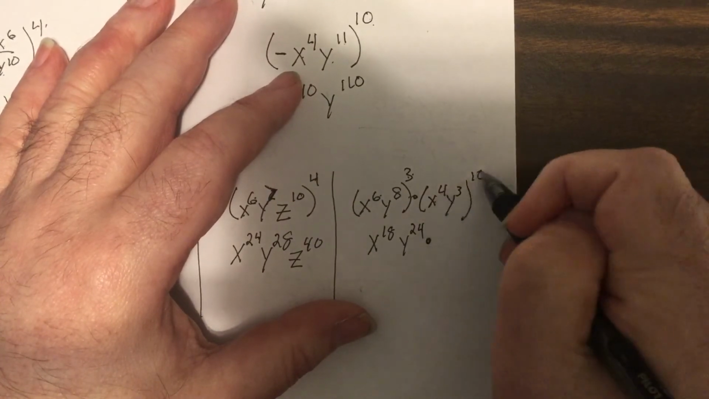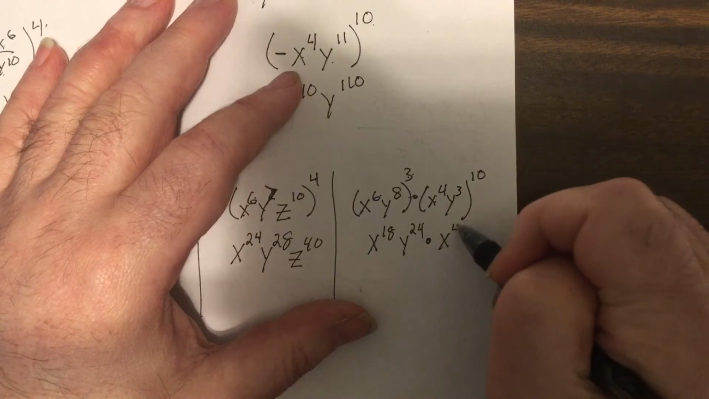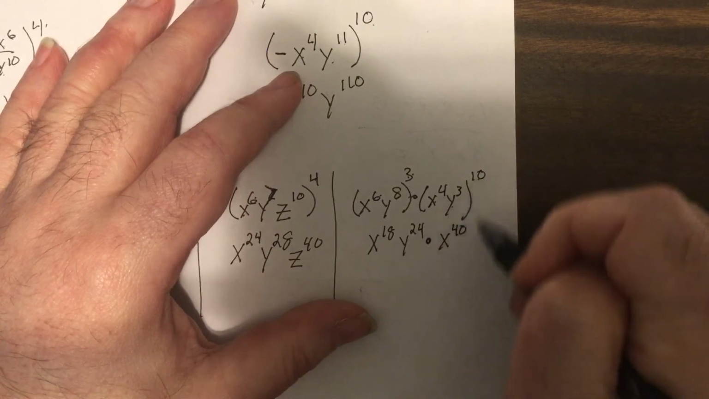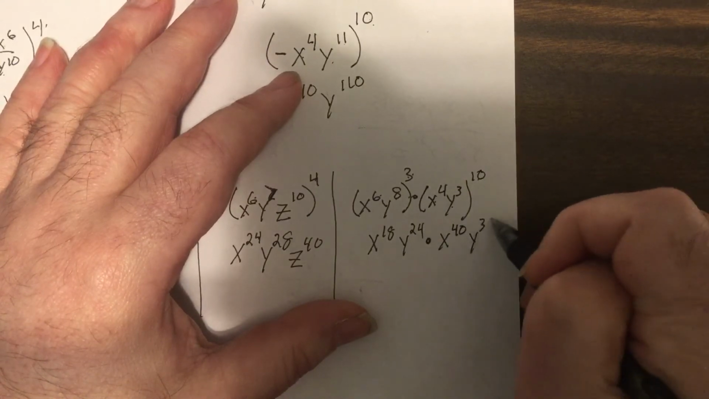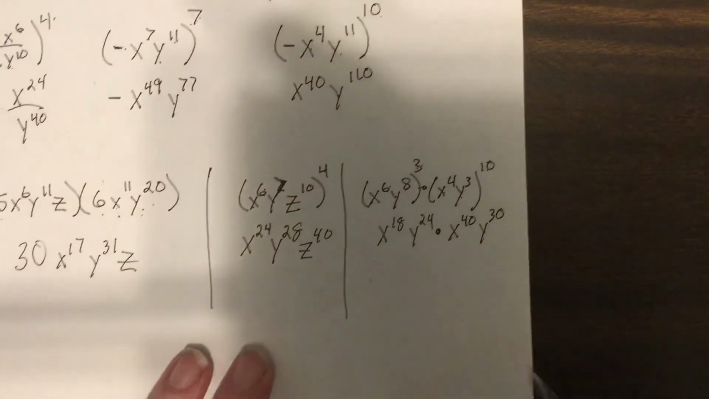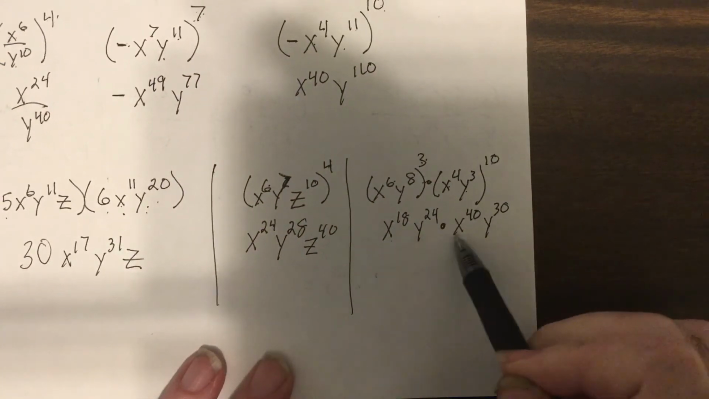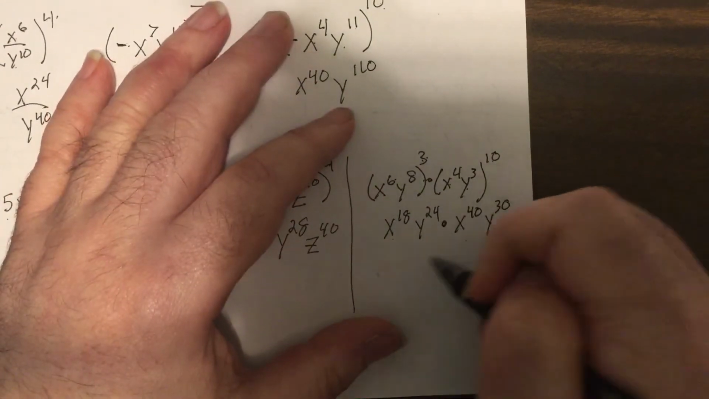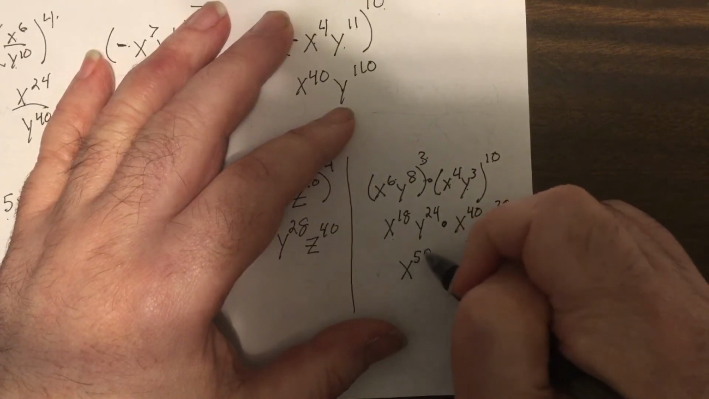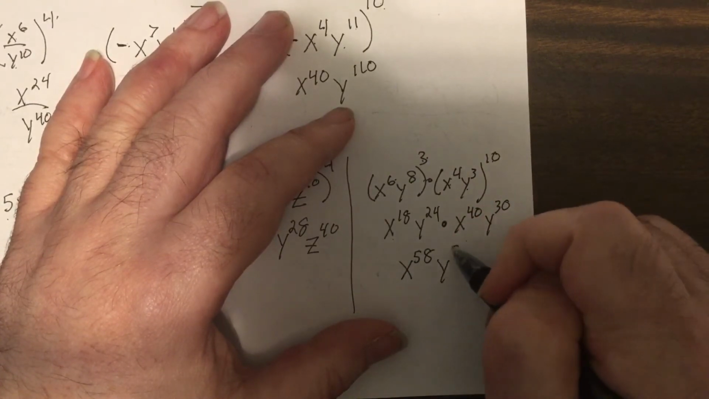times x to the 4th to the 10th is x to the 40th, y cubed to the 10th is y to the 30th. Then you have to remember, when you multiply things with the same base, you add the powers. So it'd be x to the 58th, y to the 54th.